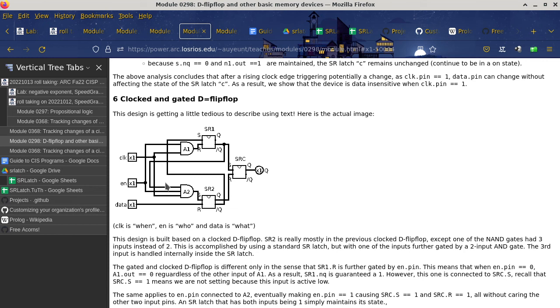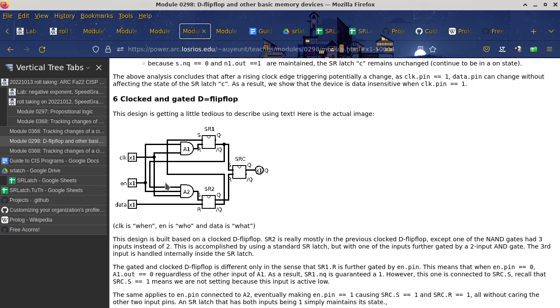But it is important, okay? It's important that you actually make this circuit in Logisim and play with it and confirm what I said, okay? In order for the data pin to update the Q pin all the way up here, you need two conditions. First, EN has to be a 1. Second, clock has to experience a rising edge, okay?